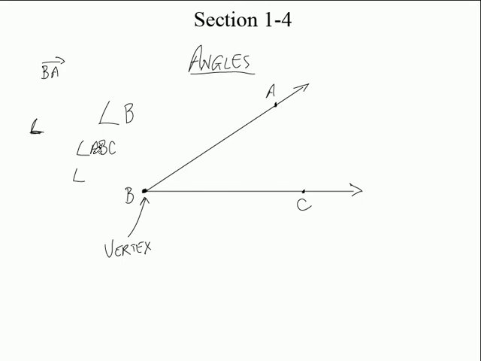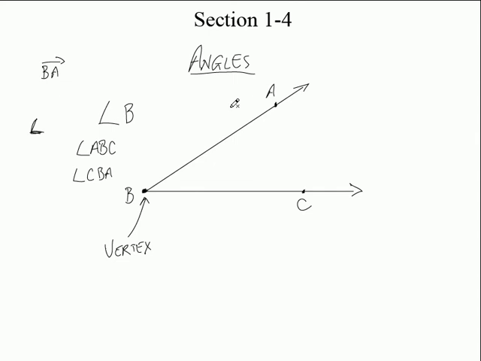Or, what's another possibility? Could I call it CAB? Because A is not the vertex. The B has to be in the middle. So I could call it CBA. You see that? So the vertex always has to be in the middle. I could call it B by itself, or I could call it ABC or CBA. There's really no other options on this. I can't call it BCA because C is not the vertex. I can't call it CAB because A is not the vertex. I have to call it ABC or CBA.